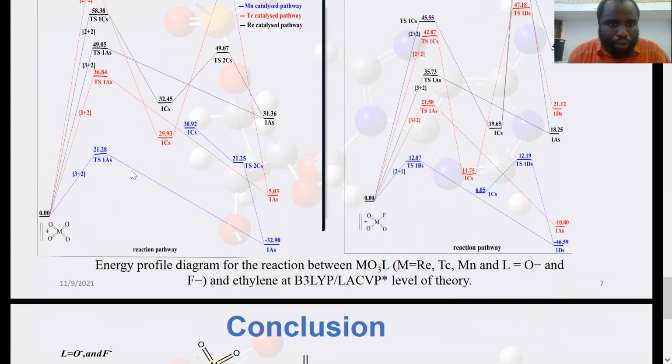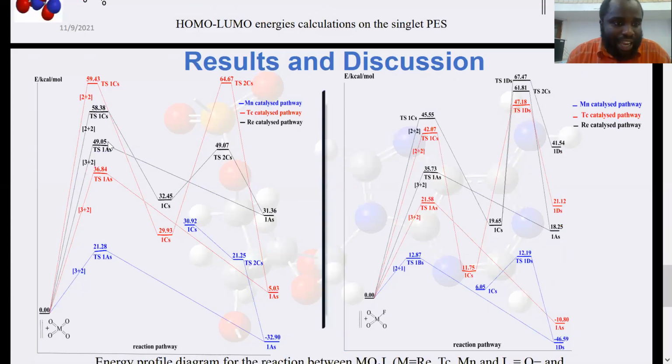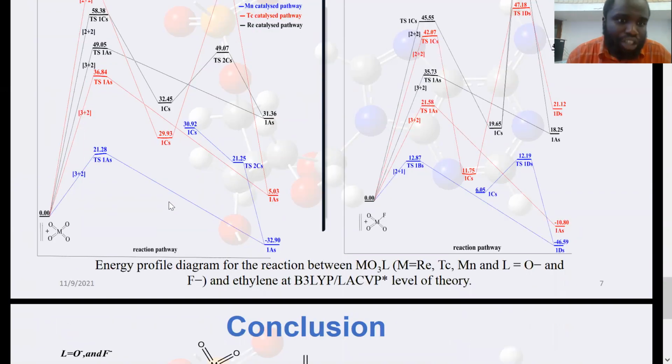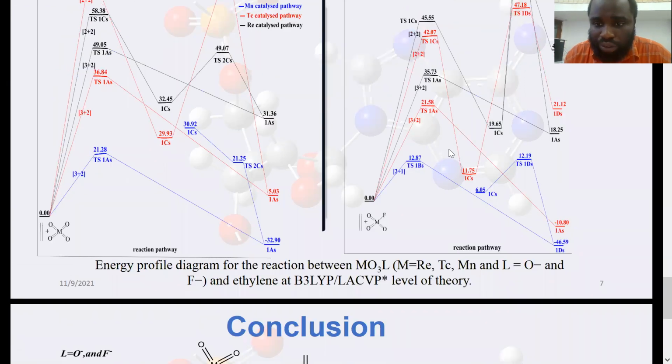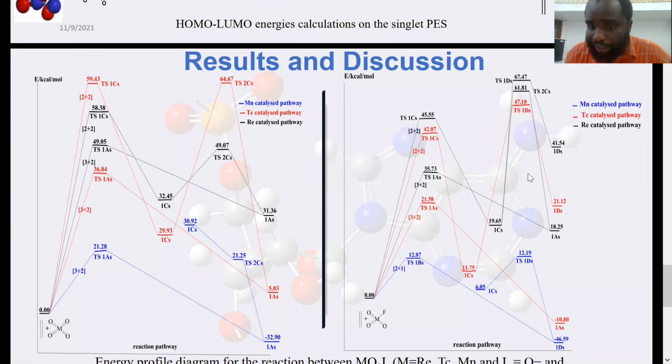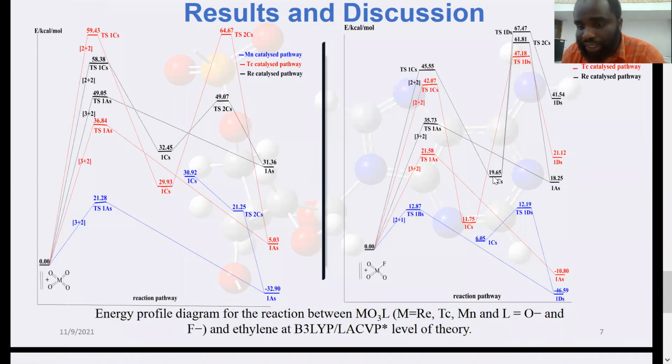However, the formation of epoxides was not possible for the Mn pathway, and in the Tc and the Re pathways, the formation of epoxides through the 2+2 pathway was not possible in all cases. This tells us that if you have your permanganate, your perrhenate, and your pertechnetate complexes, they would exclusively yield diols. However, this was different in the analog substituted cases.